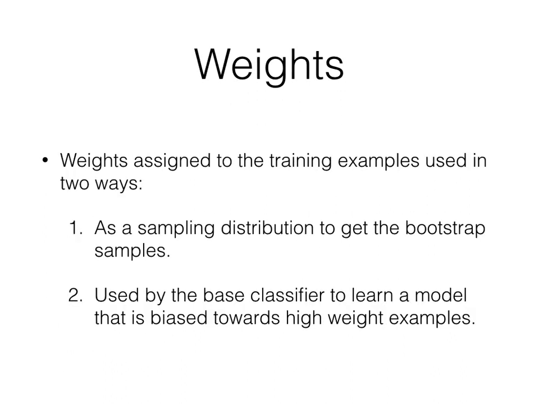So the weights are assigned to the training examples, and they're used in two different ways. First off, they're used as a sampling distribution to get the bootstrap sample. So the idea is that if there's a higher weight, then it is more likely to be sampled in the bootstrap sample, and if it's lower weight, then it's less likely to be sampled. And it's used by the base classifier to learn a model that's biased towards the high weight examples.